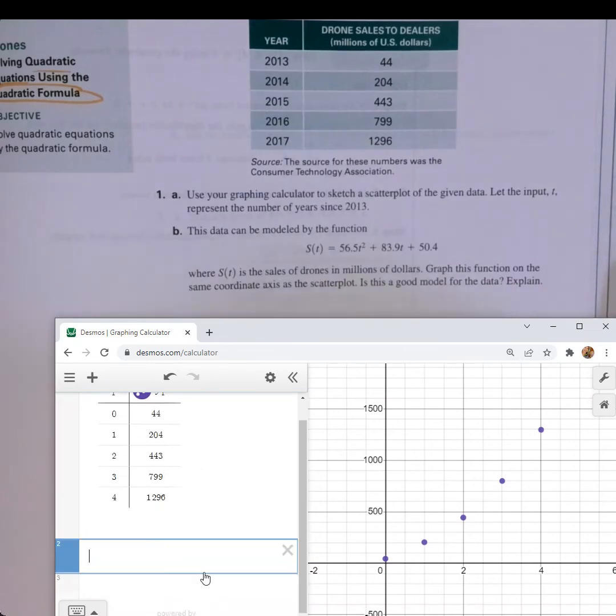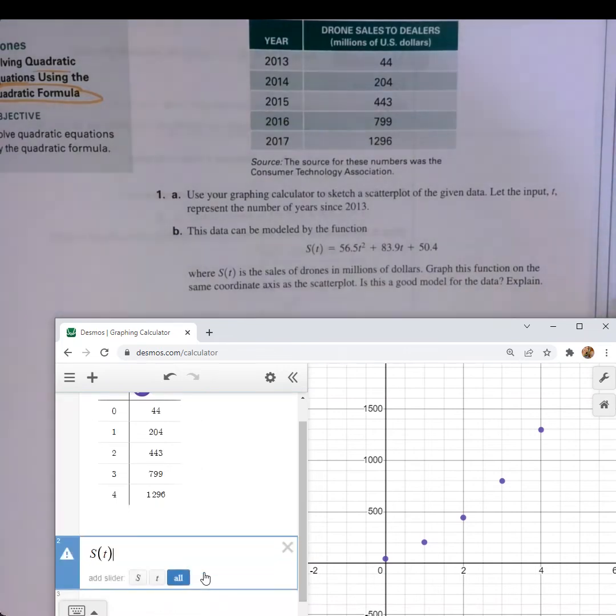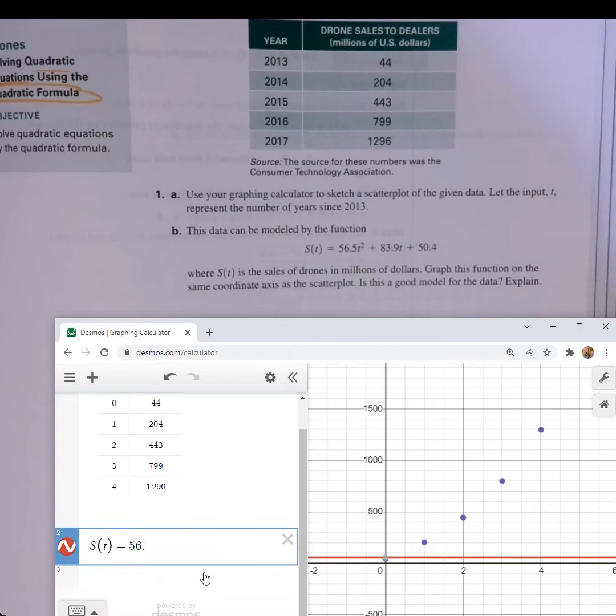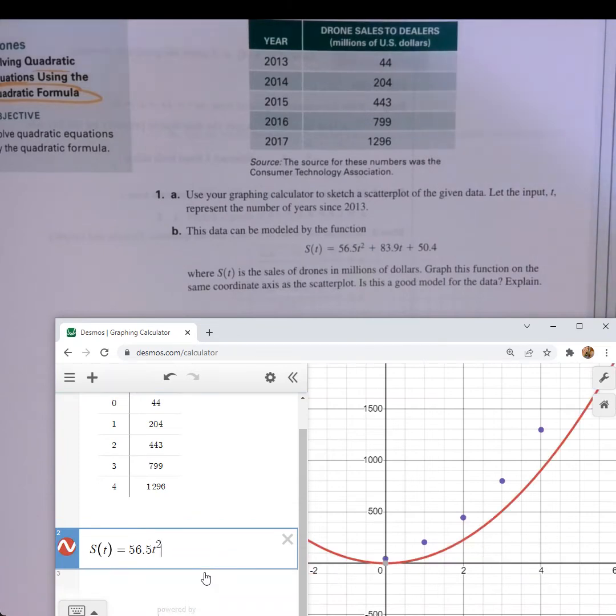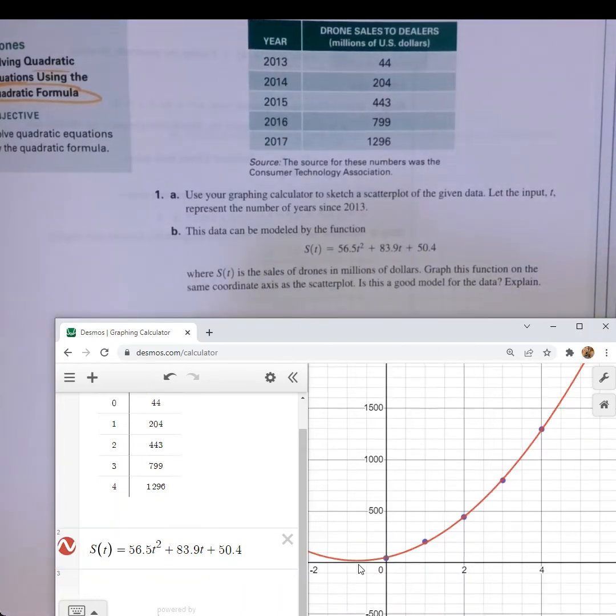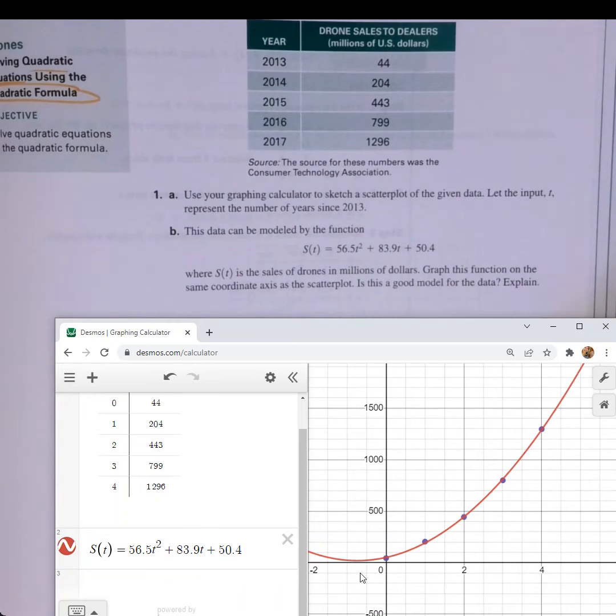Let's see how well it fits. We are coming up on quadratic regression. It's in the next section. We're not quite there yet. We want to learn how to use the quadratic formula before we get into regression so we can use it at the same time as those questions. But this equation fits the data pretty well.